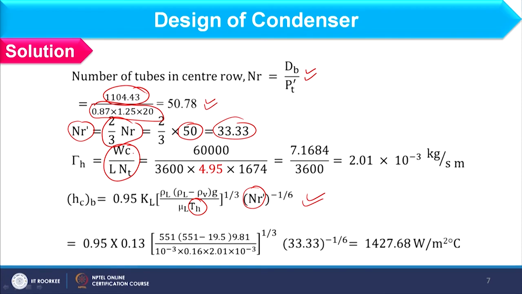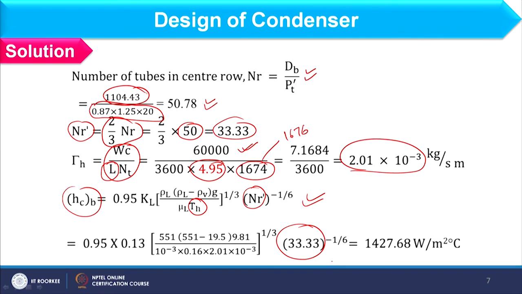So, the Nr' value we have obtained as 33.33, and next we have to find out Γh, that is the tube loading, and that you can find out based on Wc by L into Nt, and as we have discussed, this should be L effective. Considering all these expressions and the L effective length, we can find out Γh as 2.01 into 10 to the power minus 3, and here also we should consider the number of tubes as 1676. Right. So, considering all these values, we can find out hc, and here I am putting Nr' in decimal only.